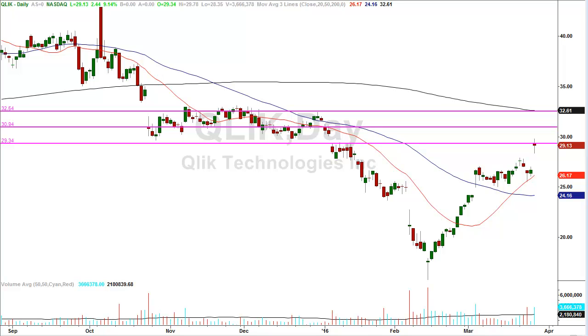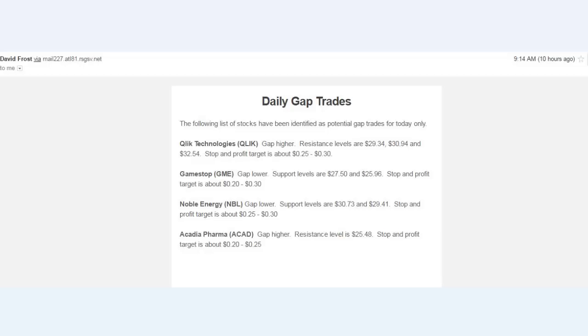And each and every day, I give members an option. If you want my gap trades every day, you can take a trial, which is a separate service from the course. I'll send you an email with the gap trades I intend on trading that morning. It looks like this. Today's gap trades, we had QLIK, GME or GameStop, NBL or Noble Energy, and ACAD or Acadia Pharma.